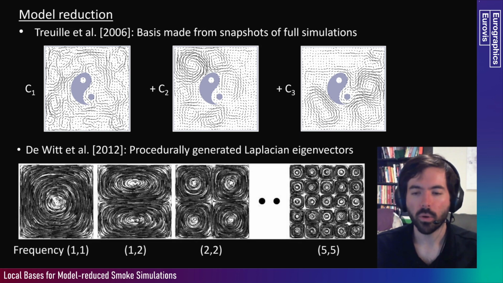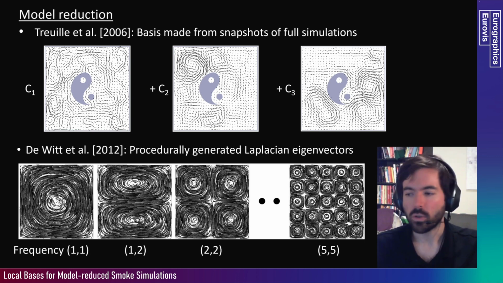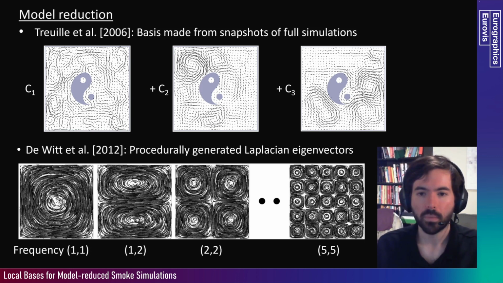A second approach proposed by De Witt et al. is to create the basis functions from the eigenvectors of the Laplace operator on the domain. And this can generate a set of basis functions analytically without any pre-simulation, which is nice. And it gives a basis that is like a Fourier basis, but for velocity fields. And the basis functions can be created at various frequencies and various scales. And they have repeating patterns, just like a Fourier basis, really.